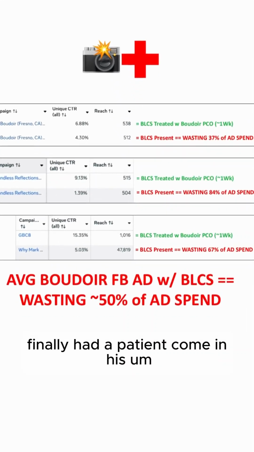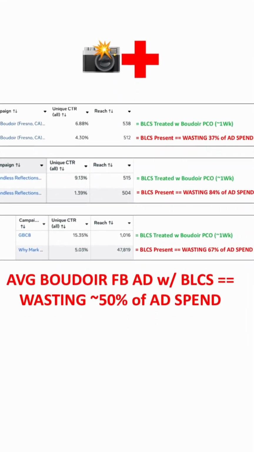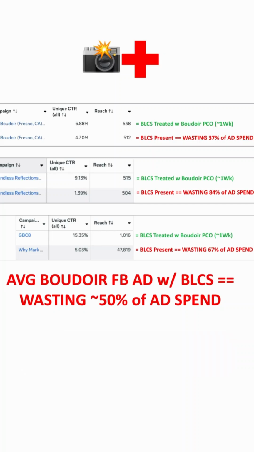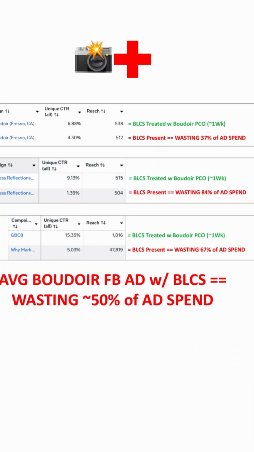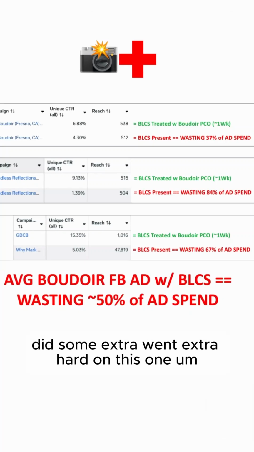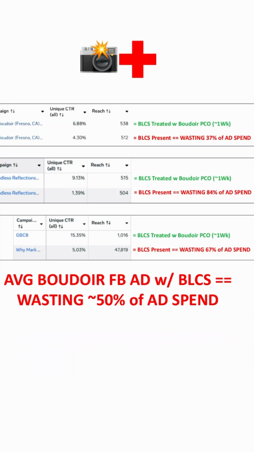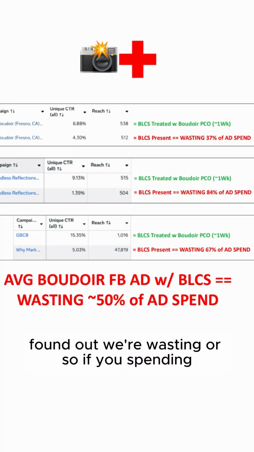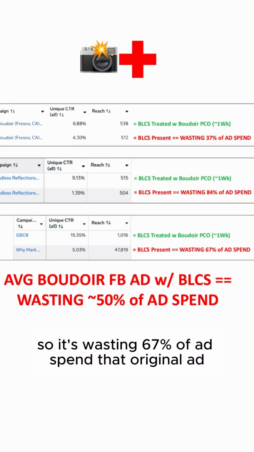Finally, I had a patient come in. His boudoir Facebook ad unique CTR was 5.03%. So BLCS is present. We duplicated it and went extra hard on this one. Treated with Boudoir Pico, it took about a week and got his unique CTR up to 15.35%. So we found out he was wasting 67% of ad spend on that original ad.